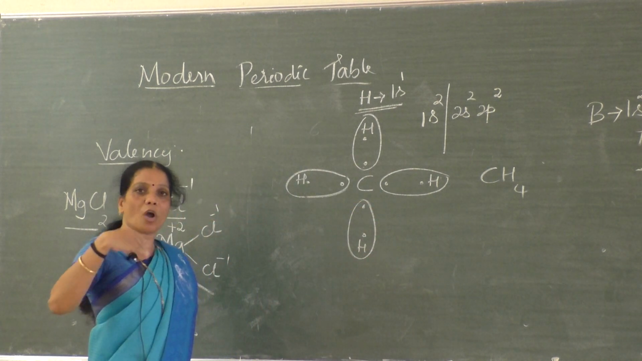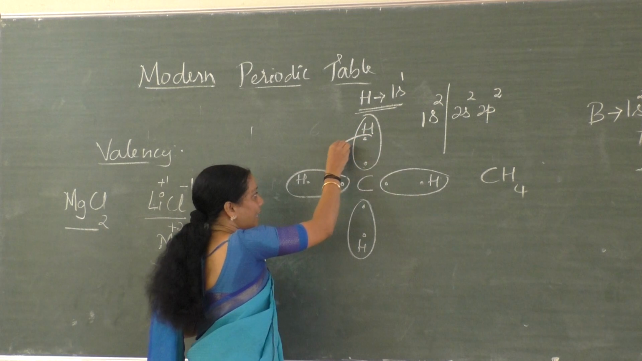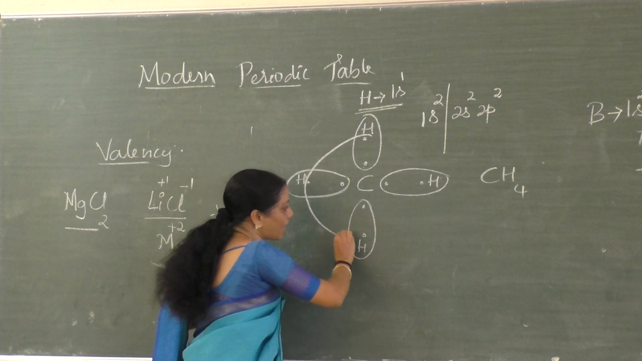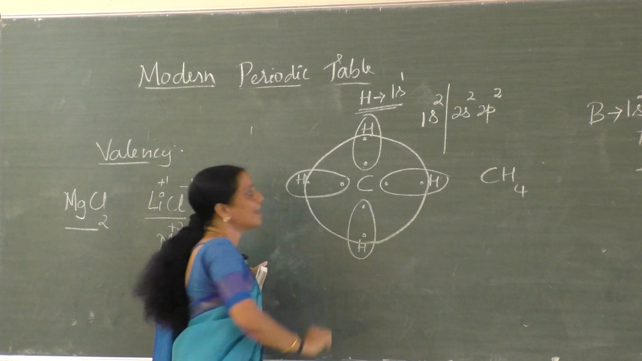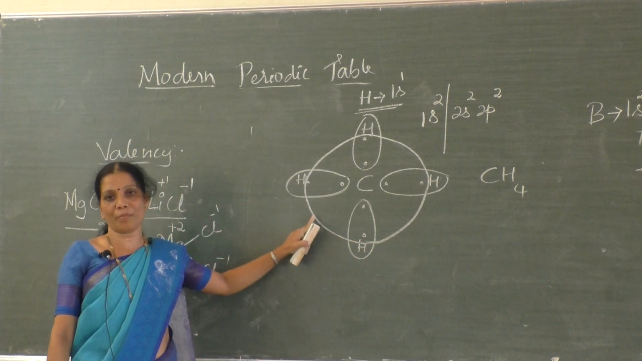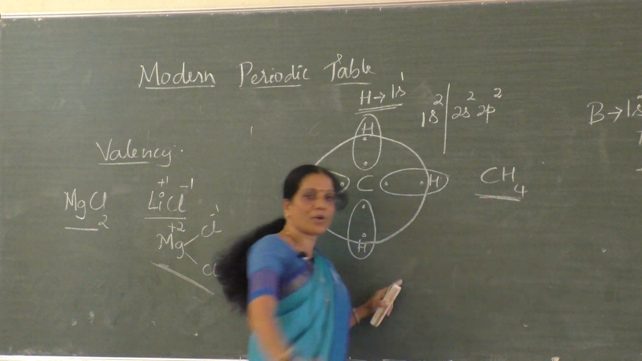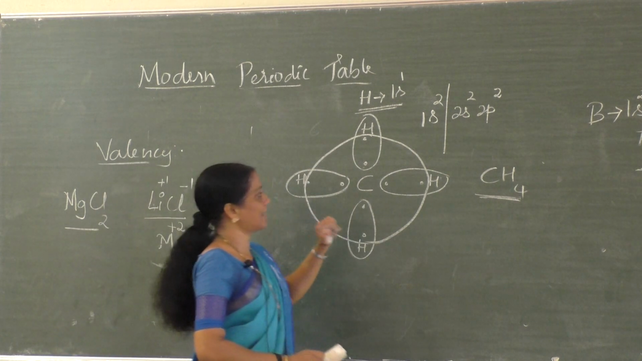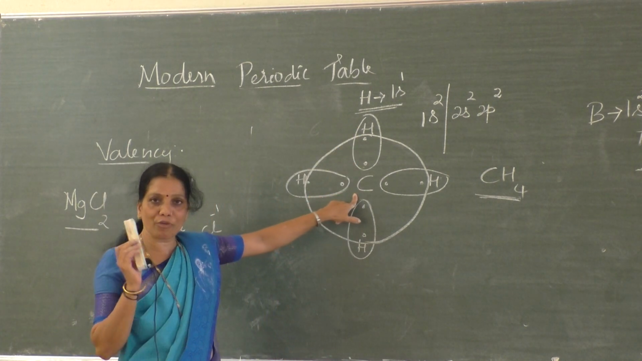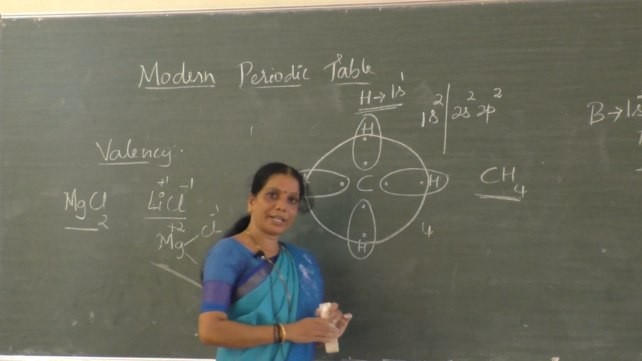It has to reach the octet, that is the 8 electron configuration. Sharing takes place. These 4 electrons of the hydrogens share their electrons with the carbon, resulting in the formation of what? CH4. That is not an ionic compound, it is a completely covalent compound. Follow? Hence, what is the combining capacity of carbon? Always it is 4. Understood now?